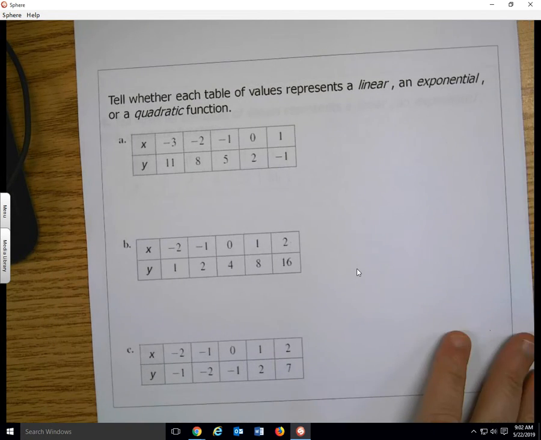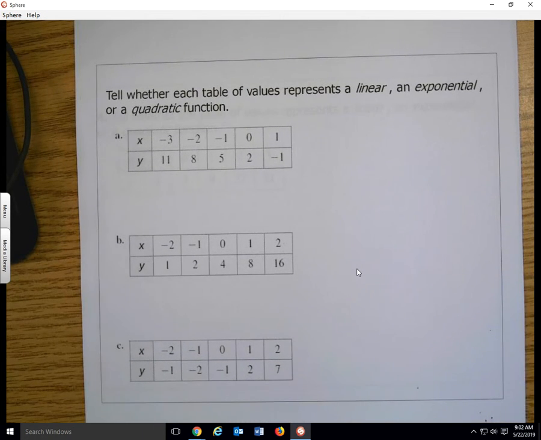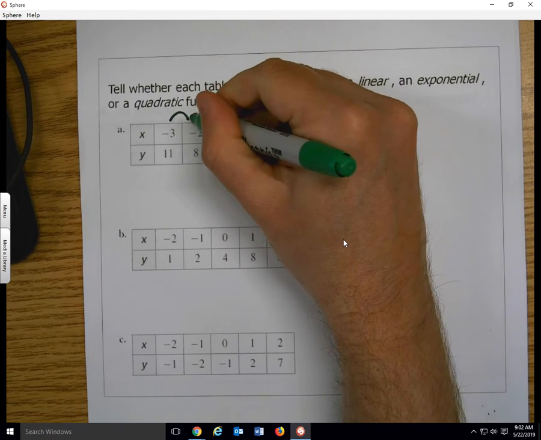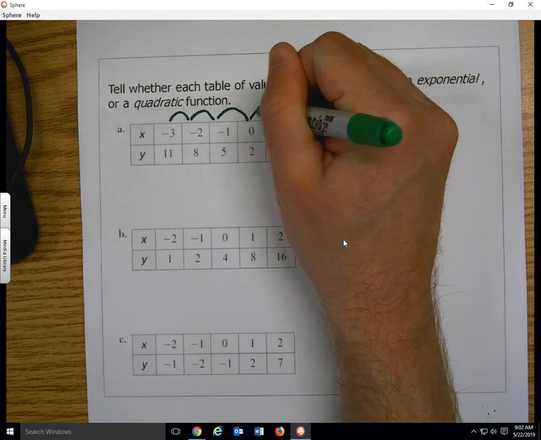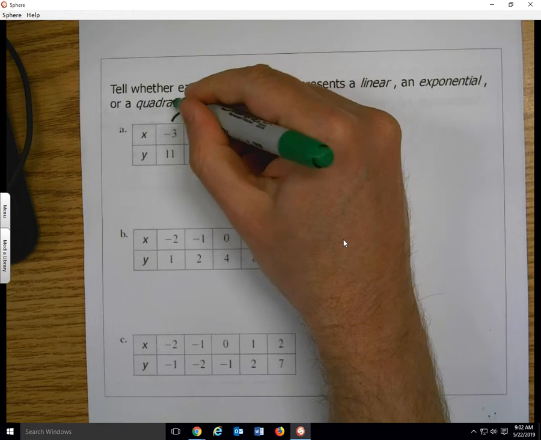Okay. And you don't have to write down that either, but you do need to write down some examples. So tell whether each table of values represents a linear, exponential, or quadratic function. So again, we're looking at the differences here. So let's start with the x's. Do the x's have a constant rate of change? Well, yeah, you can see that it's increasing by 1 each time.